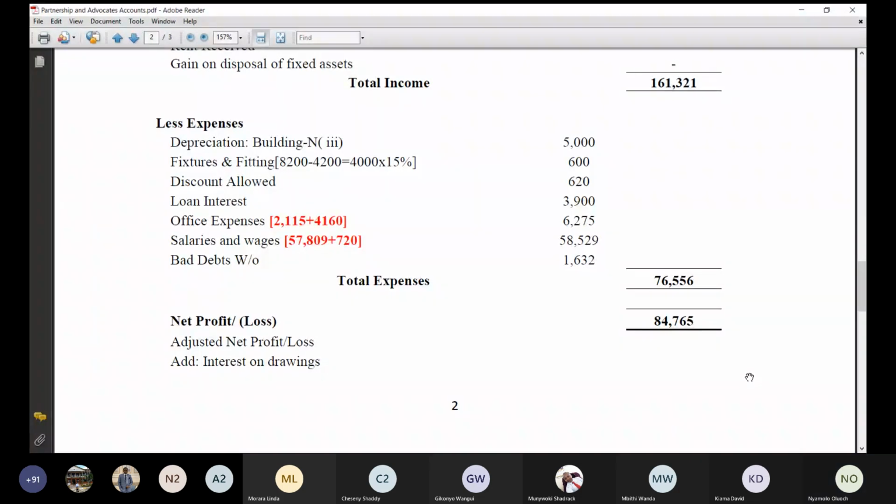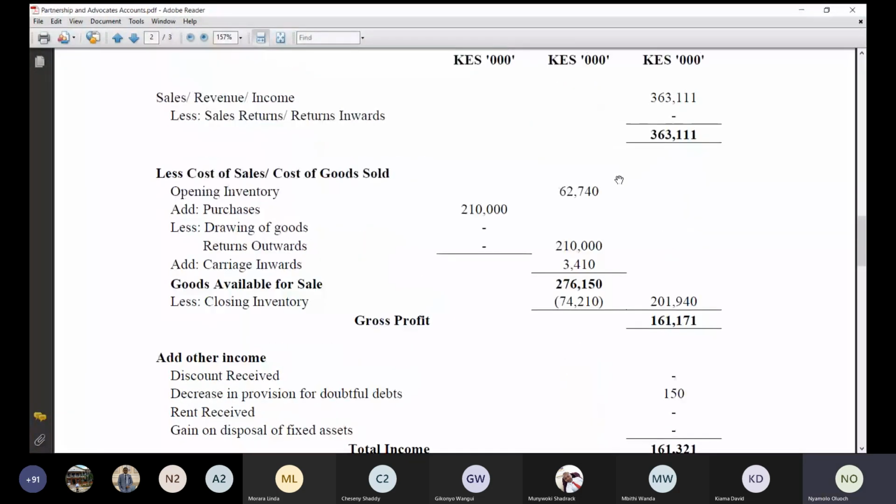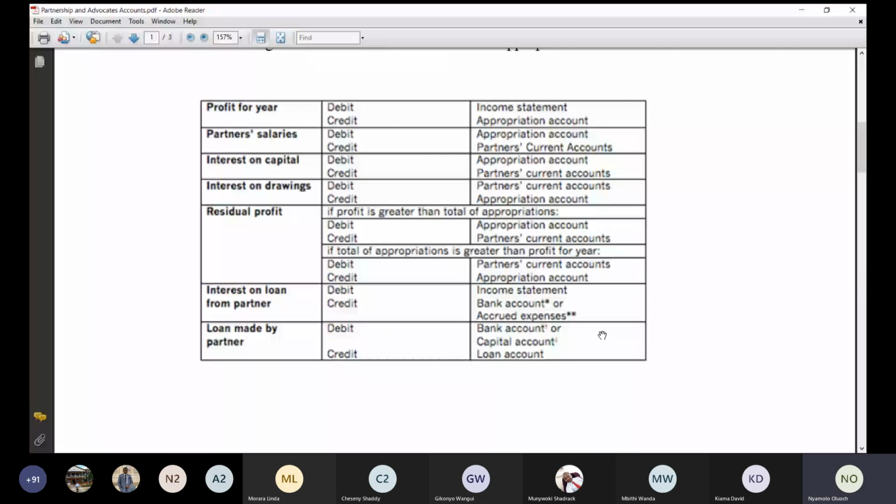From that point where we have recognized our net profit, this table comes into play. The profit for the year. At that point, we take it to the appropriation account where we are going to adjust for the partners' salaries, the interest on capital, interest on drawings, the interest paid on loans, and all that. Those adjustments are done in the appropriation account.